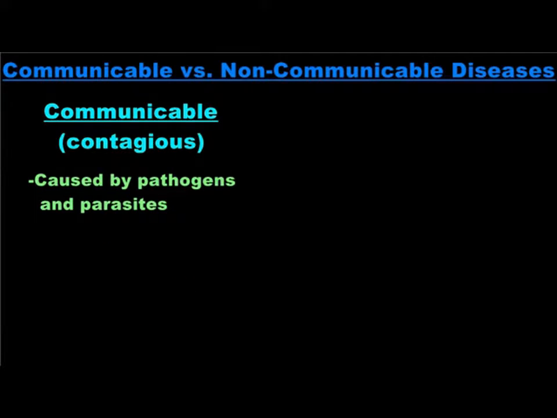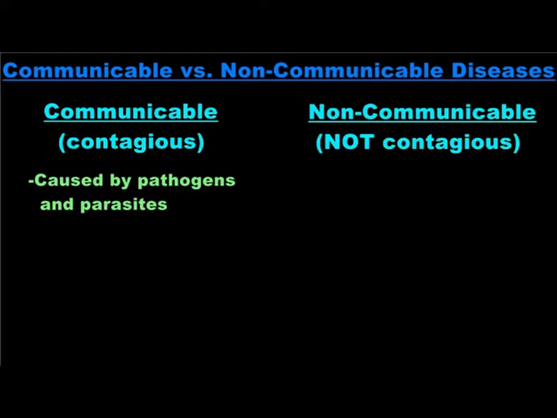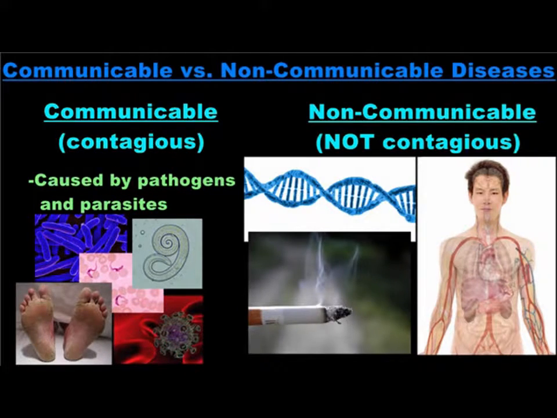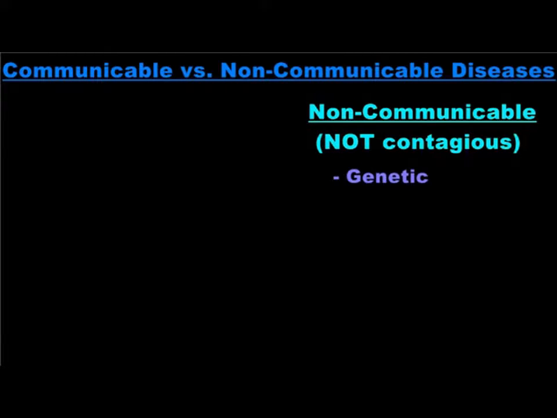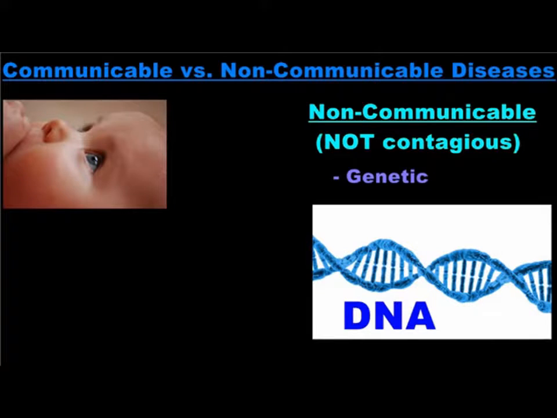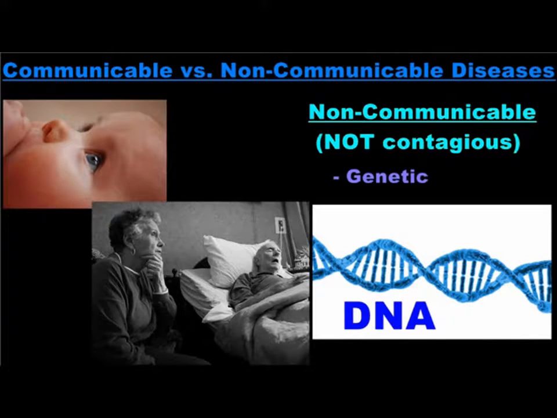While communicable diseases are contagious and can spread through a community, non-communicable diseases are not contagious, so they cannot be spread from one person to another. Communicable diseases are caused by pathogens and parasites, while non-communicable diseases have their own list of causes. Some non-communicable diseases are genetic. Genetic diseases are coded for in DNA, so a person with this kind of illness is born with it, although they may not show symptoms of the disease until later in life.